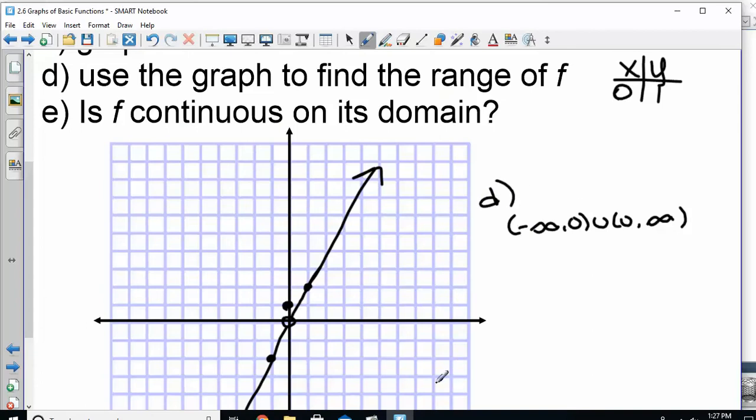Part E, is this graph continuous? No, that's a break in it. We can give sections of it that are continuous, but I just asked if it was continuous everywhere. So my answer would be no there. So we looked at those yesterday. Is that okay with everyone?